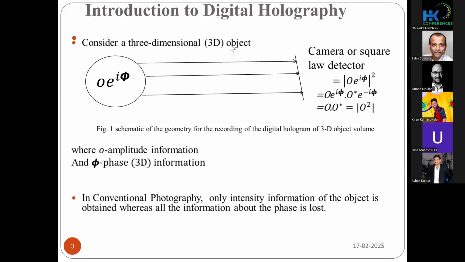So first of all, what is digital holography? When I consider a three-dimensional object, I'll be having both amplitude and phase information. When I capture the image of a three-dimensional object, I'll be getting only the amplitude information. The phase information will be lost. So in order to obtain both phase information as well as intensity information, we will go for digital holography technique.